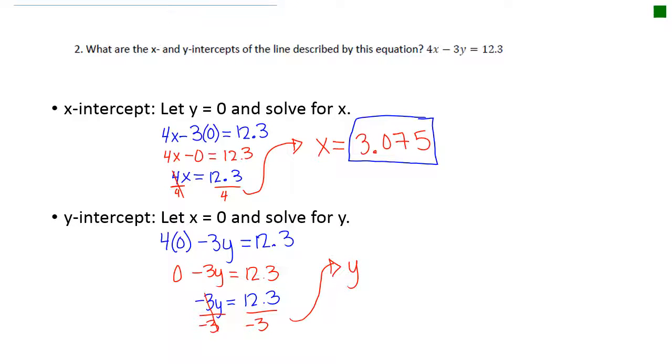And we'll get the y-intercept is equal to negative 4.1. And the same thing when you are completing your test for number 2, you're just going to enter in the number. You don't need to put y equals. I'll just put the number directly.